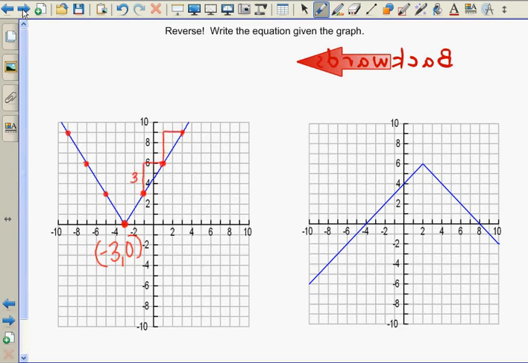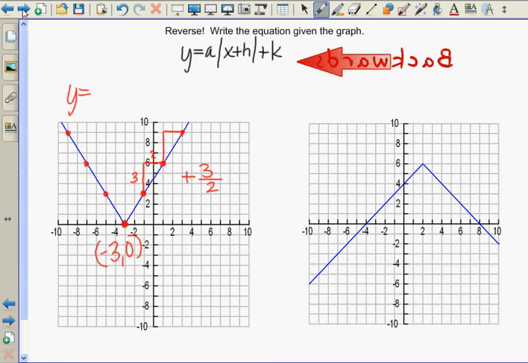So we can kind of see that our stair step is going up 3 and out 2. So rise over run would put us at a 3/2. And since this opens up, it's a v that opens up, we know that we're going to need a positive 3/2. All right, let's plug into the equation as we know it.